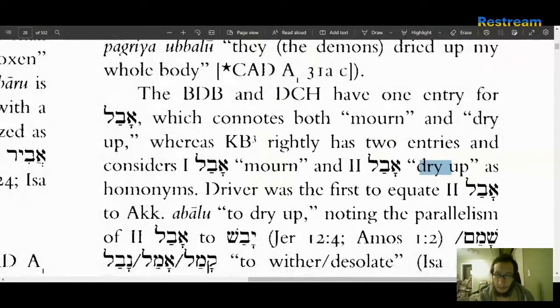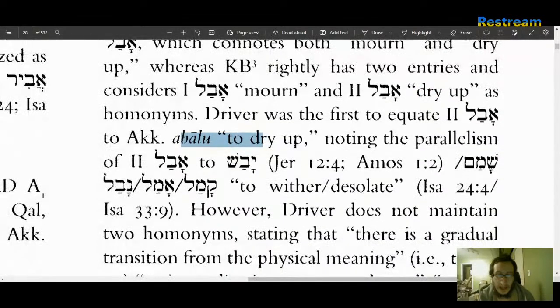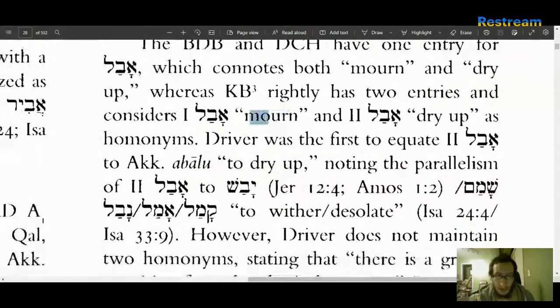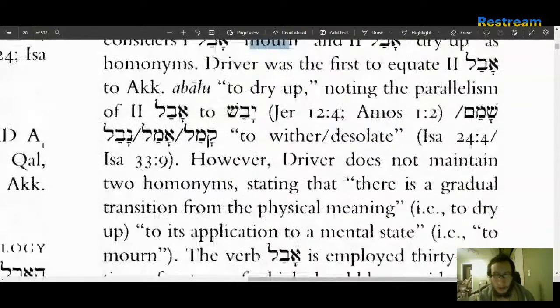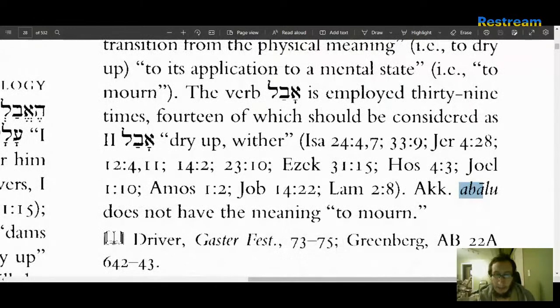So the Akkadian has the dry up meaning, but the Akkadian does not have the mourn meaning. So in Akkadian, abal never means mourn. So see, it says Akkadian does not have the meaning to mourn. So it's possible that originally that word did not mean mourn, but it came to have that meaning later on as the language evolved in Hebrew.